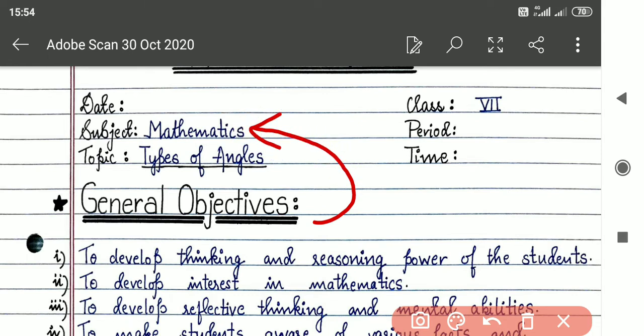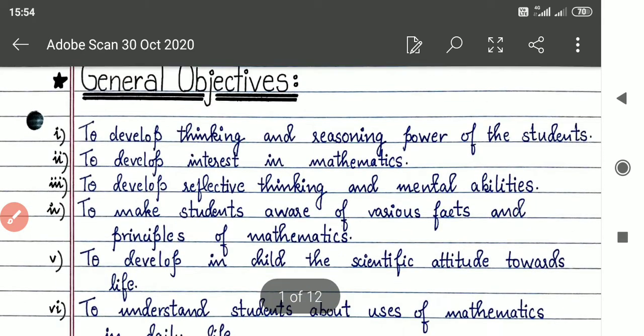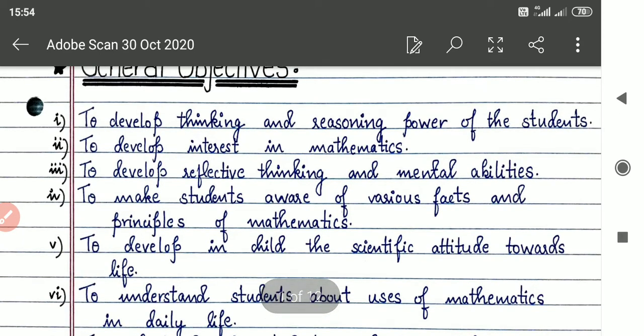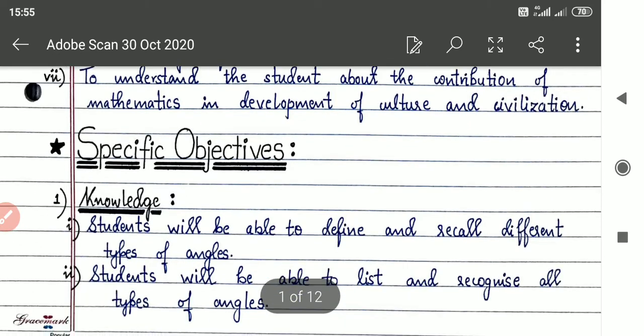Here it is mathematics. So you can see all the general objectives are related to the mathematics subject, where mathematics is taught with the objective of developing reasoning power, mental abilities, scientific attitude towards the subject, and usefulness or utility in daily life, etc. So these are the objectives of teaching mathematics in the classroom.